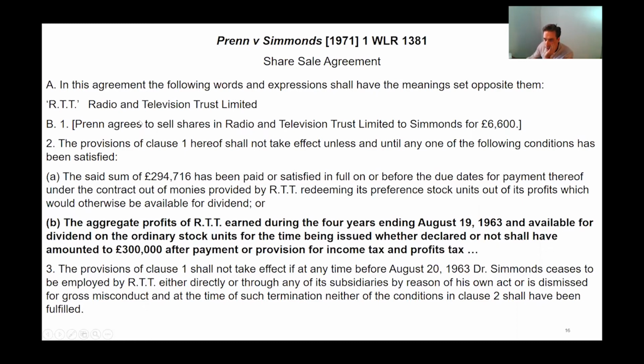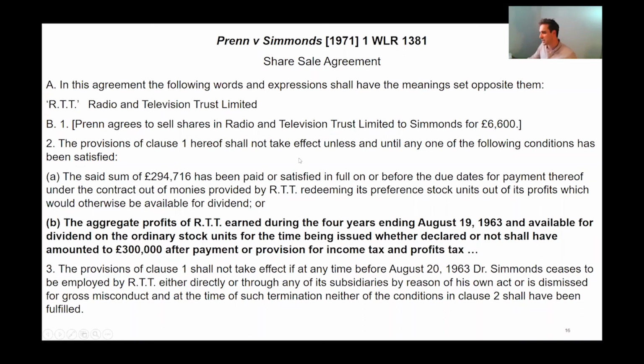Pren argued that you only count profits of the holding company, RTT Limited. Simmons argued that you count the profits of the RTT Group. So you've got the question, which profits do you count? You've got the two interpretations. You either count the profits of the holding company or the profits of the group. Mr. Pren argued that you only count the holding company profits, RTT Limited's profits, and he had a pretty good linguistic argument, an argument about what RTT meant. It was defined to mean RTT Limited.